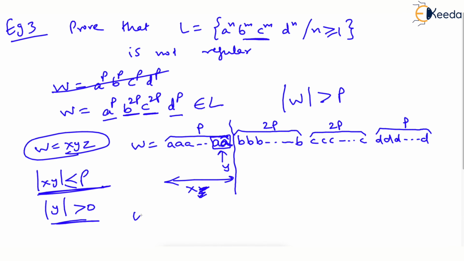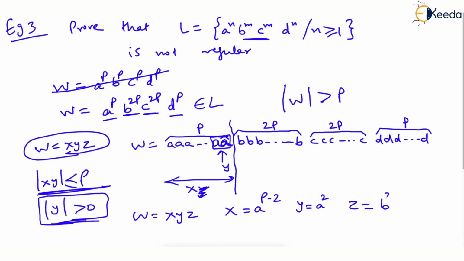So please try to understand, if w is decomposed as x, y, z, then x is a raised to p minus 2 and y is a squared. Yes, length of y is still greater than 0, you watch. And z is that long sequence b raised to 2p, c raised to 2p, and d raised to p. This is xyz, which is perfectly legal, and we have followed all the rules.